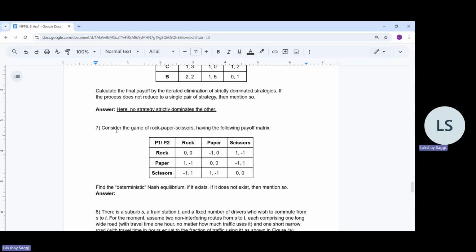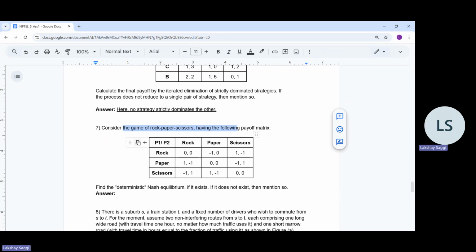Okay, so now let's look at the seventh problem. The seventh problem is: consider the game of rock, paper, scissors. Maybe this is something you will relate to a bit more from real life. I hope everyone has played the game of rock, paper, scissors in their childhood.